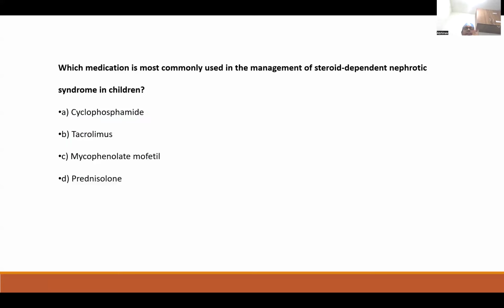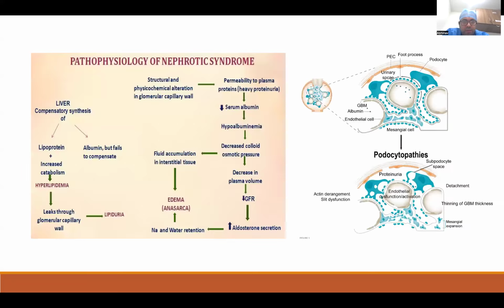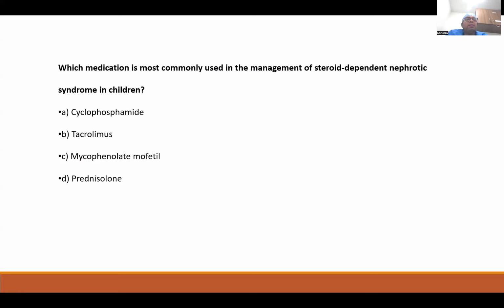So I just discussed this. Can any one of you answer this? Which medication is the most commonly used in management of steroid-dependent nephrotic syndrome in children? Cyclophosphamide, tacrolimus, mycophenolate mofetil, or prednisolone? So the answer is cyclophosphamide. We just saw.